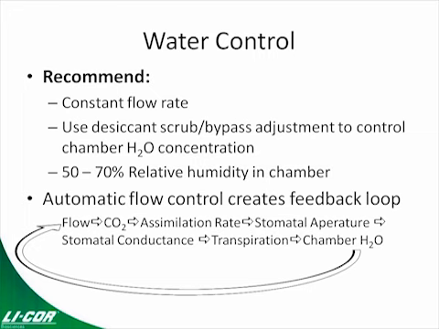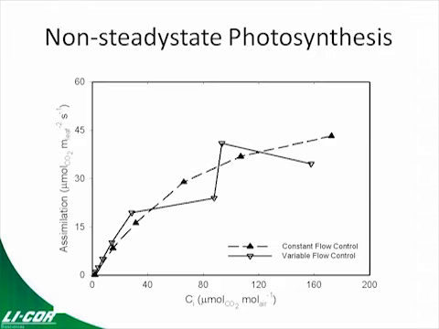So we recommend using the constant flow rate to avoid these problems. The result is that when you look at photosynthesis rates in either a constant flow rate or a continuously variable flow rate, you end up with two different responses. You can see that in the constant flow rate control, the CO2 response of this individual leaf is very smooth, very uniform, and we get a nice response to increasing CO2 concentration.